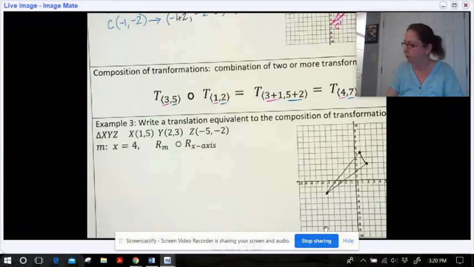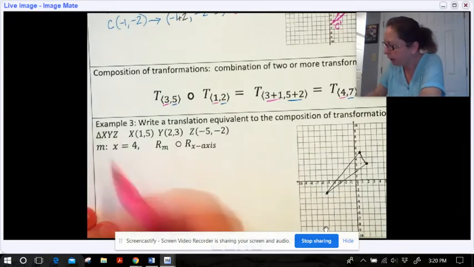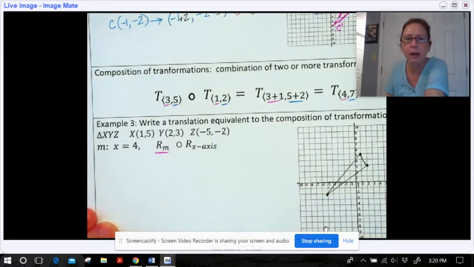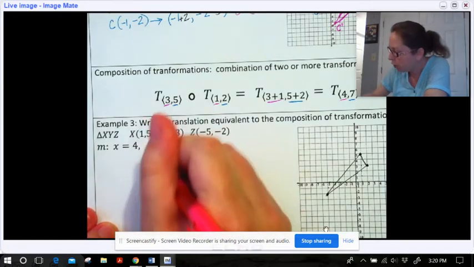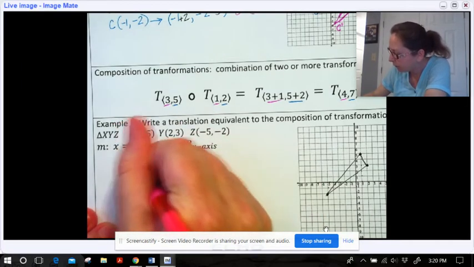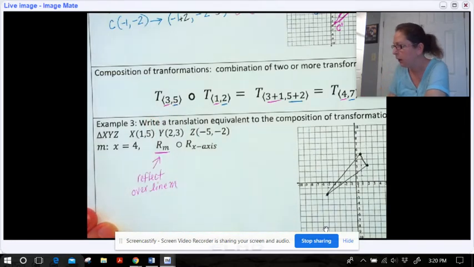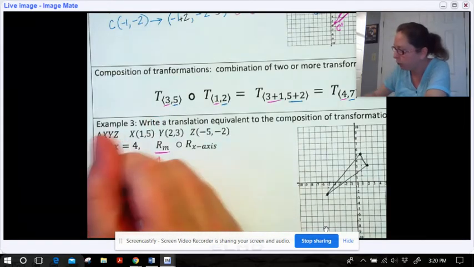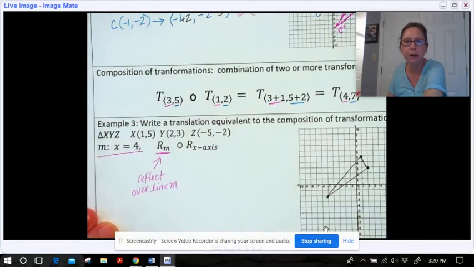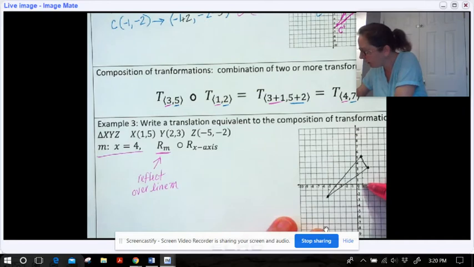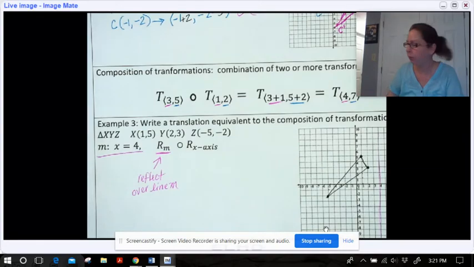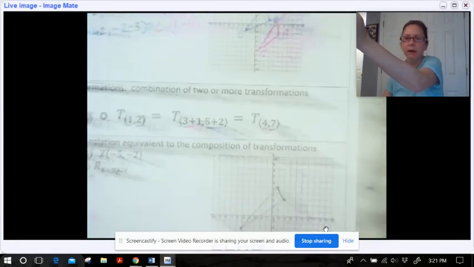Okay. So the first step that they want me to do is to reflect this over line M. Well, in order for you to know what line M is, so reflect over line M, okay? Well, line M, they tell you, is equal to x equals 4. The line x equals 4. So let me find the line x equals 4. So I'm going to go on the x-axis over to 4, and I'm just going to draw a little line here. I need to reflect my entire figure over this pink line that I just drew.